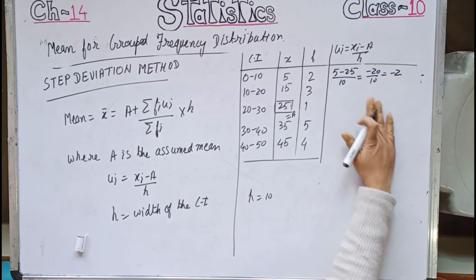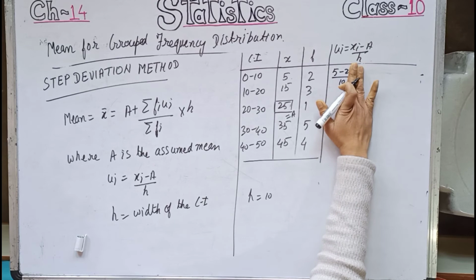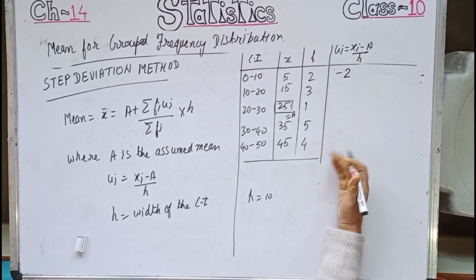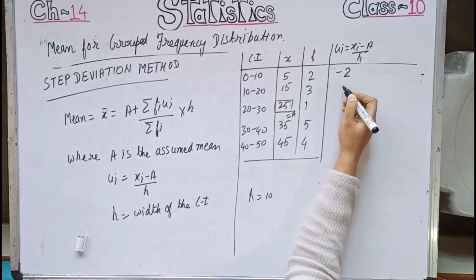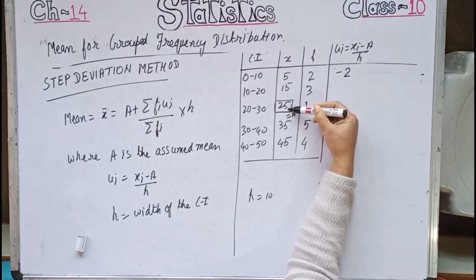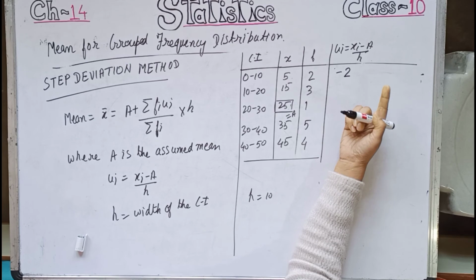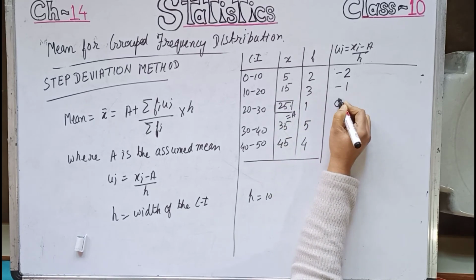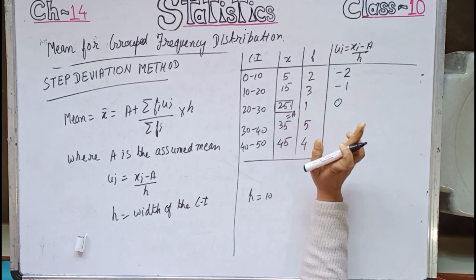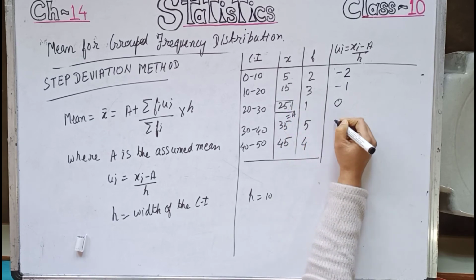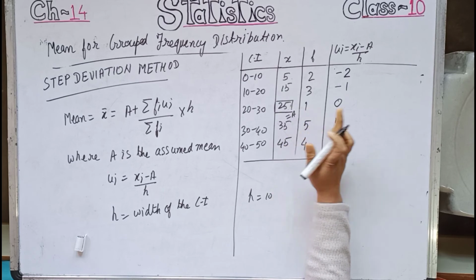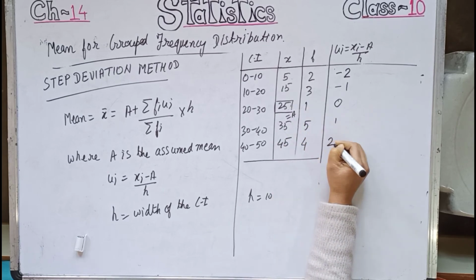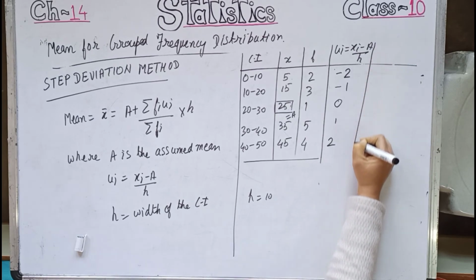So this much calculation is not required to be shown. You can do it in rough or write directly. In your mind you can do the calculation. Again, 15 minus 25 is minus 10, and minus 10 by 10 is minus 1, and this one is 0. 35 minus 25 is 10, 10 by 10 is 1. 45 minus 25 is 20, and 20 by 10 is 2. So we have got the ui column.